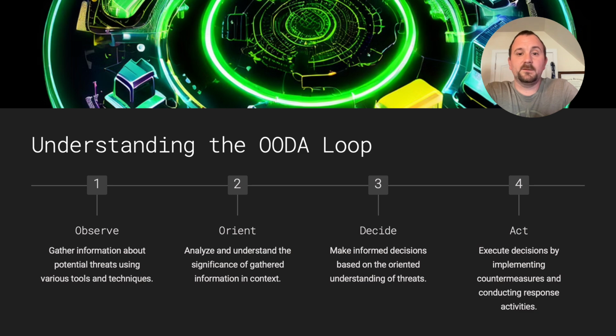The OODA loop consists of four iterative phases: observe, orient, decide, and act. Each phase represents a critical step in responding to evolving threats and staying ahead of the attackers. By integrating this model into cybersecurity, we can enhance incident response, threat intelligence, and overall resilience. So let's break down each of these step by step, starting with observe, and then orient, then decide, and act.